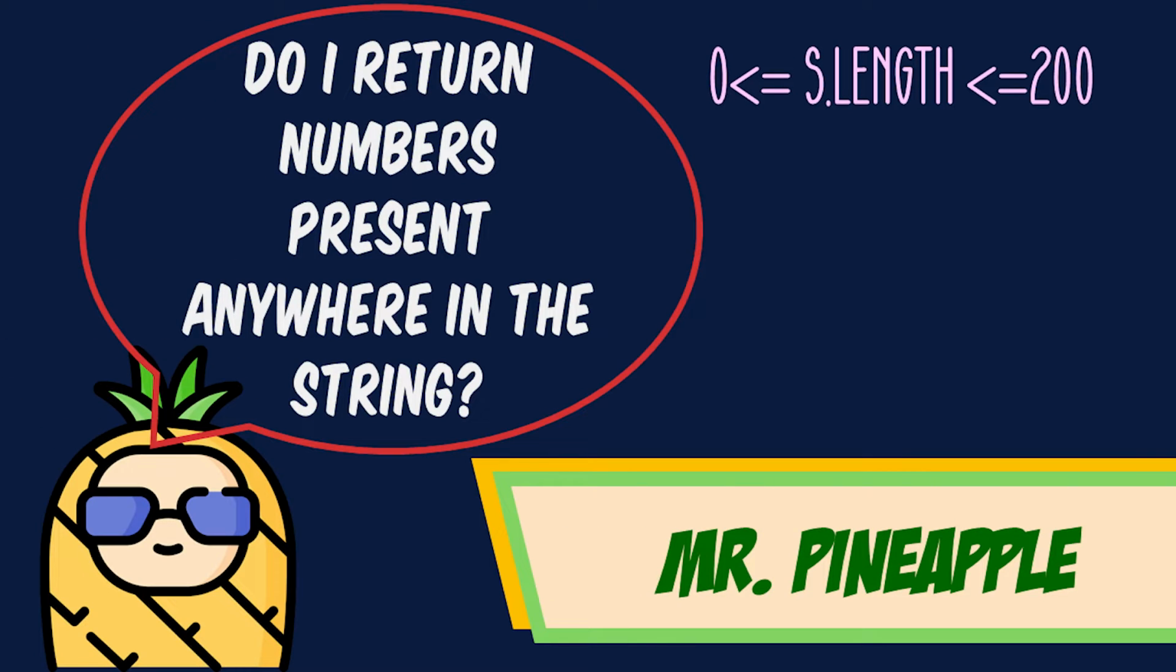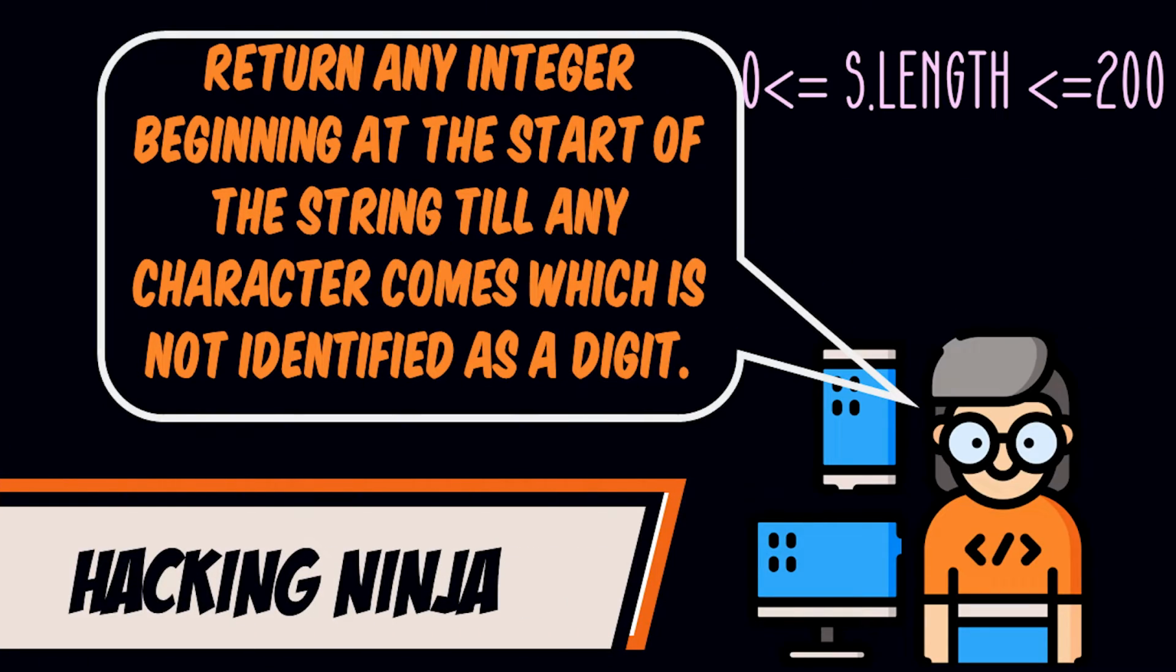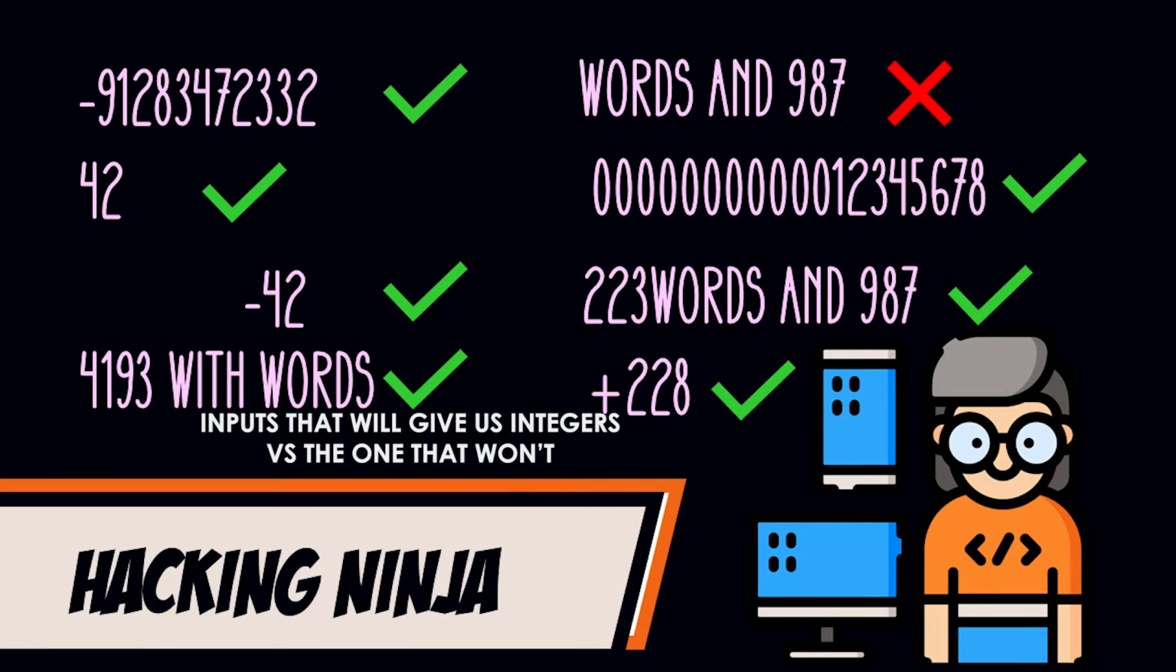The numbers can lie at the back of the string after several words or garble of letters. What do I return then? Return any number that is a valid integer till any other character comes which is not identified as a digit. And this is only at the start of the string.